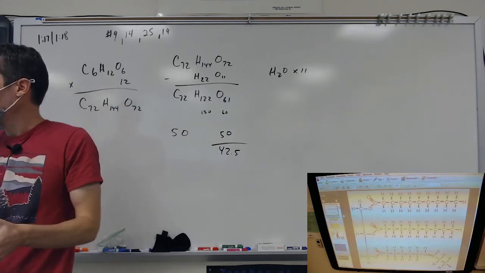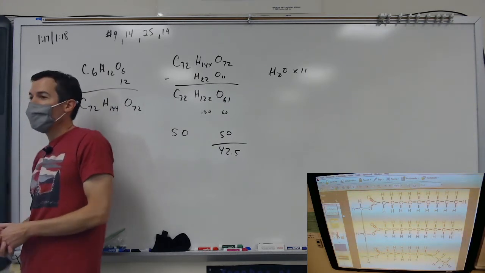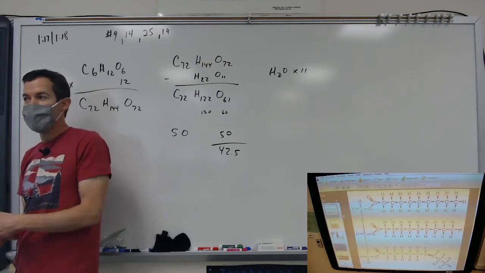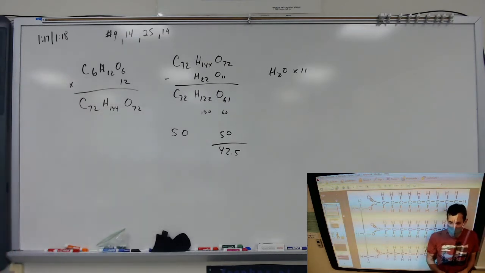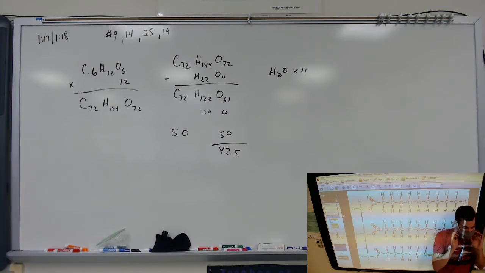The cell membrane is, as far as the AP Bio test, the more important part. So out of chapter 5 and chapter 4, what would help you the most on an AP Bio exam? Chapter 5, membranes and transport, osmosis, diffusion. So the first half of this unit. The second half of this unit, they don't ask nearly as much.